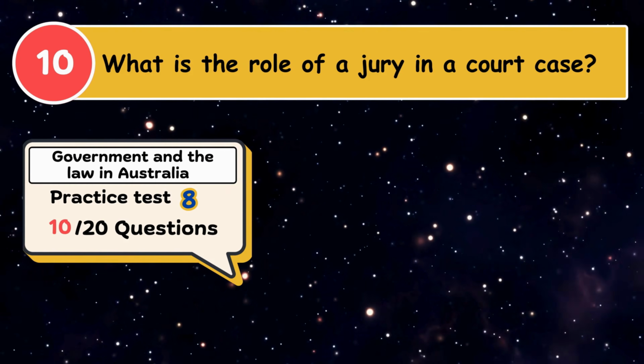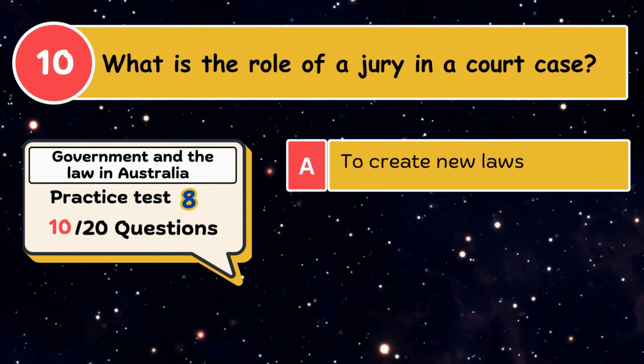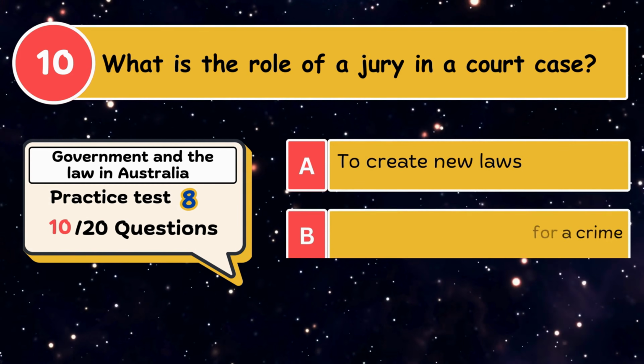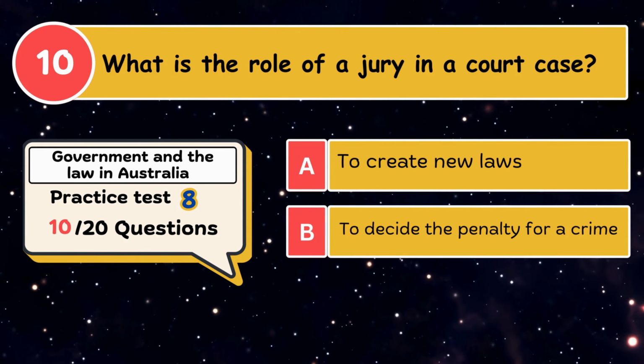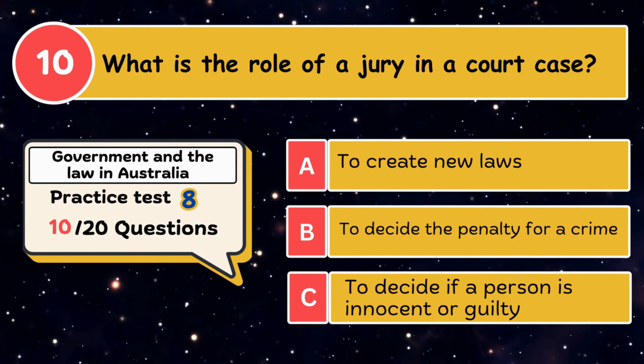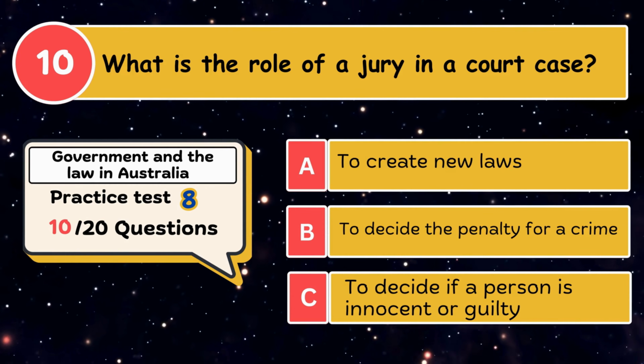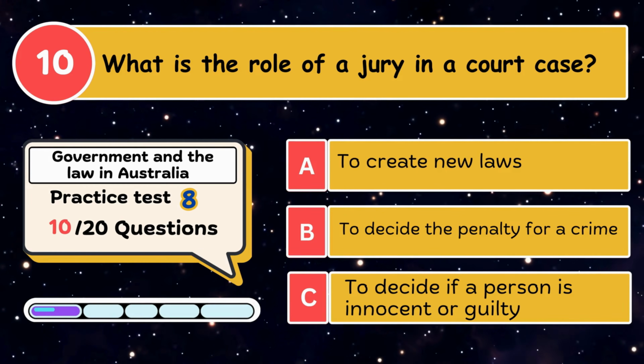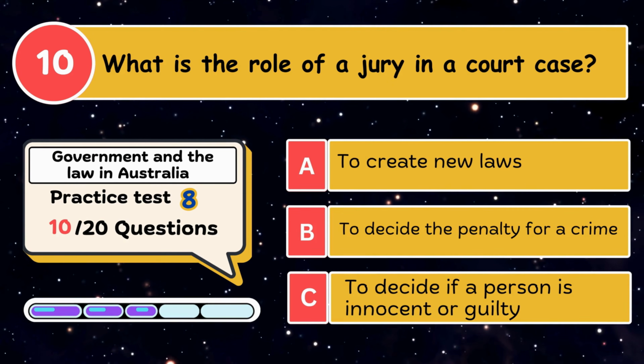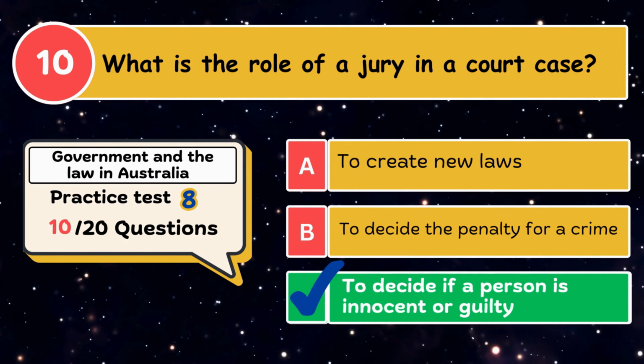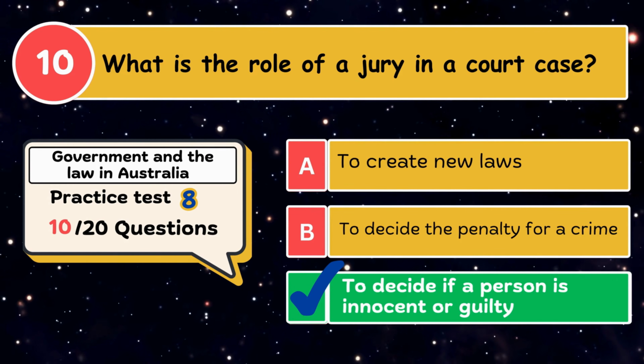What is the role of a jury in a court case? A. To create new laws. B. To decide the penalty for a crime. C. To decide if a person is innocent or guilty. The correct answer is to decide if a person is innocent or guilty.